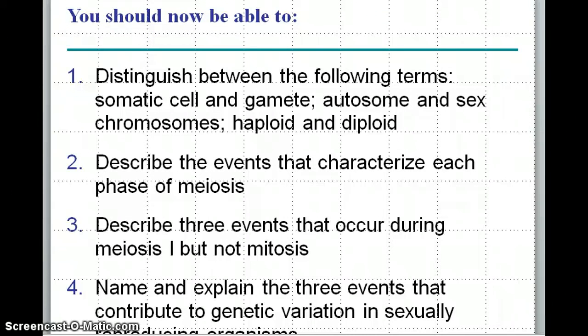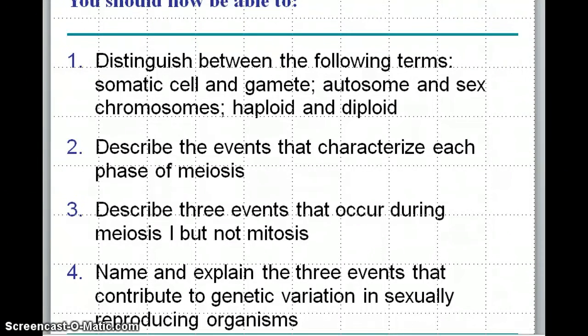Make sure that you understand these things, guys. For your test, make sure that you can distinguish between somatic cell and gamete, autosome and sex chromosome, haploid and diploid. Describe the events that characterize each phase of meiosis. Describe 3 events that occur during meiosis 1 but not mitosis. And name and explain 3 events that contribute to genetic variation in sexually reproducing organisms.